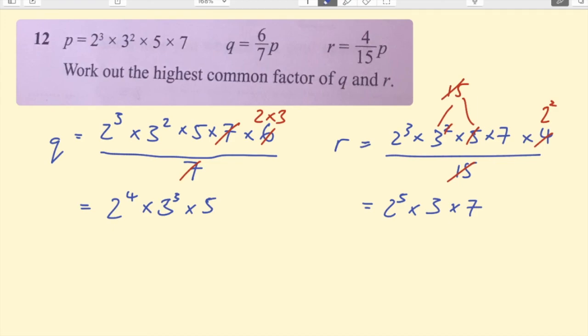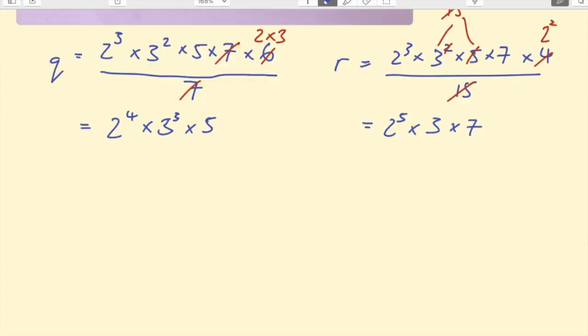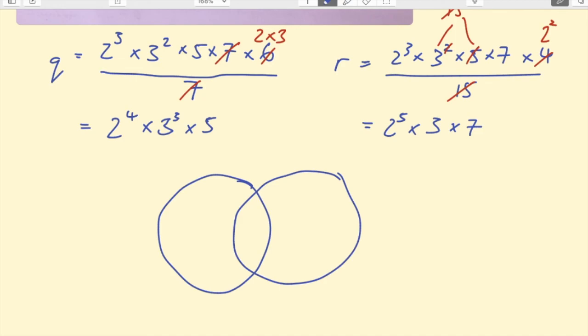And have you ever found the lowest common multiple and highest common factor using Venn diagrams? No. Okay, so what we can do to find the highest common factor is to sort these prime factors into a Venn diagram. In this set will be the prime factors of Q, and in this set will be the prime factors of R, and the elements in the intersection turn out to be the highest common factor. So the first thing we need to do is to find the common elements between Q and R.